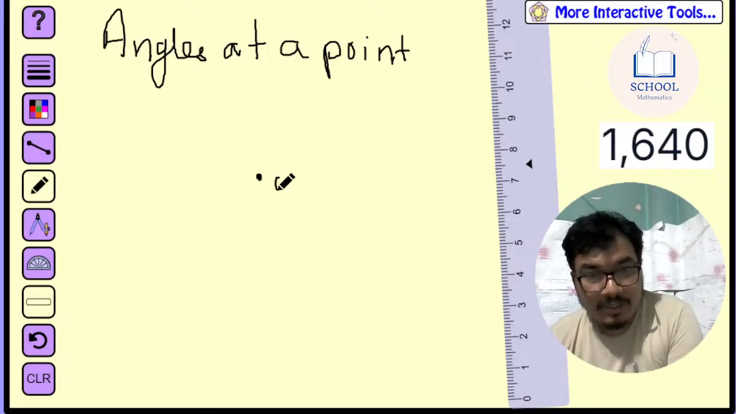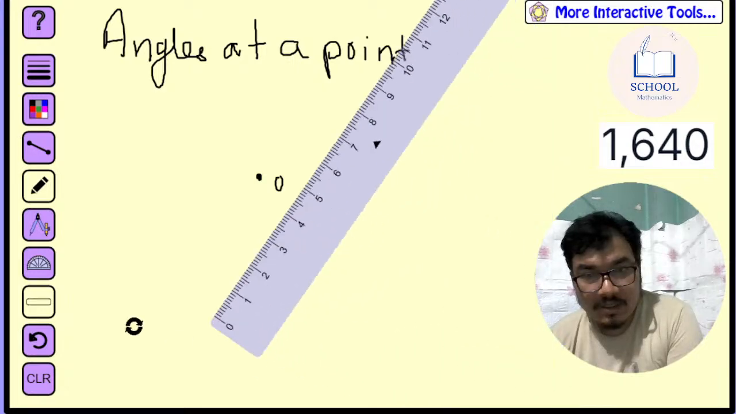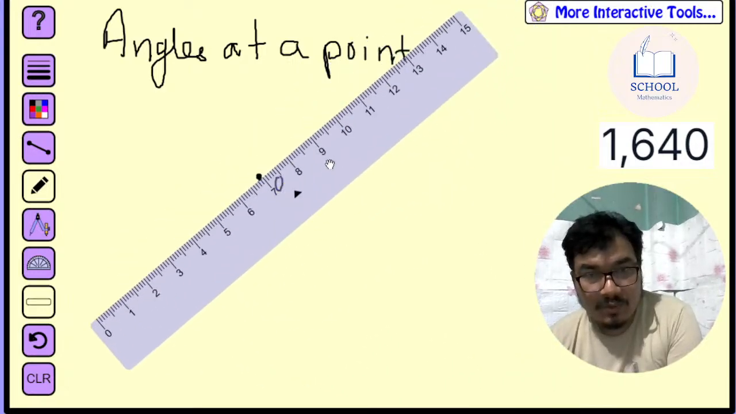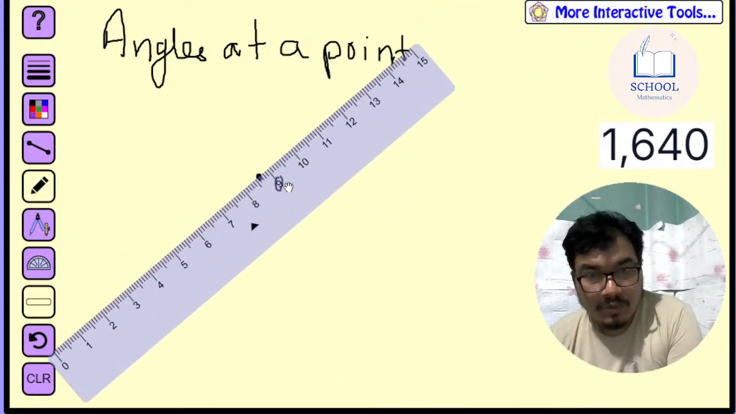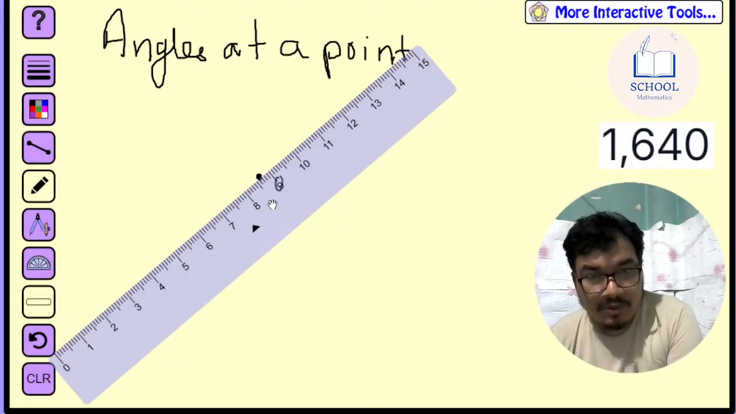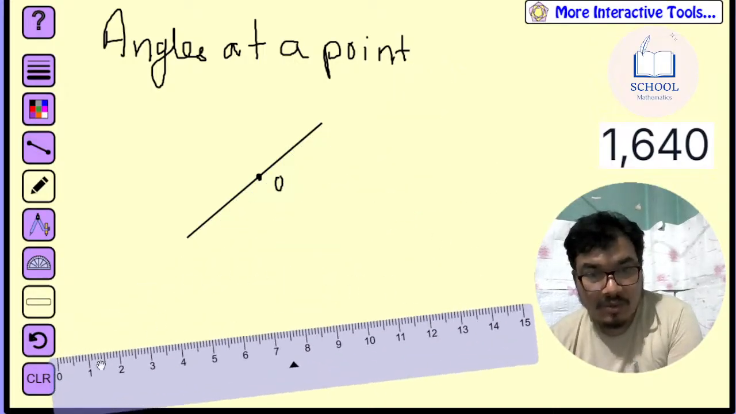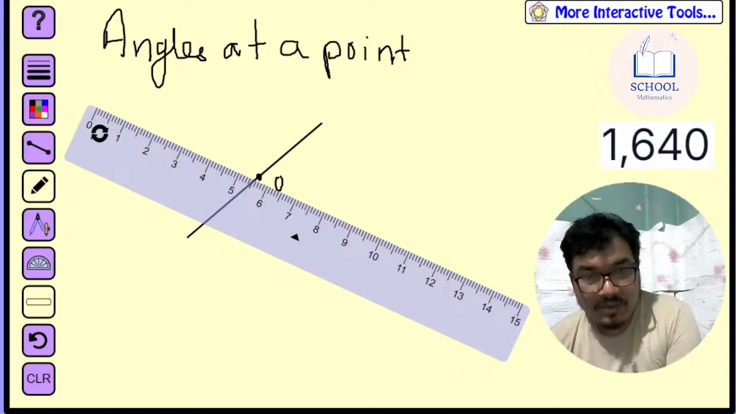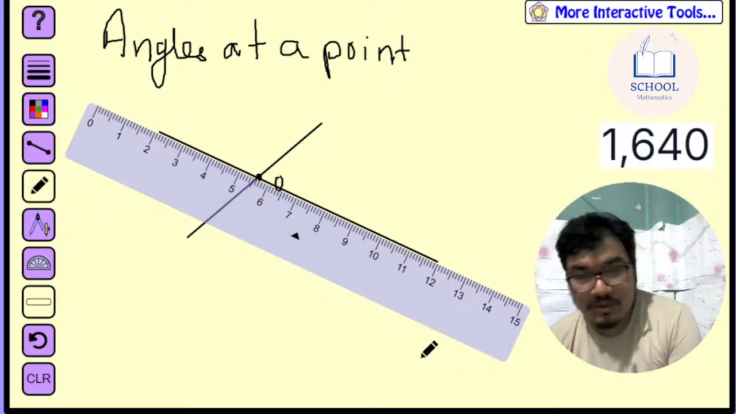This point we can name O, right? And then through this point O, let's draw a line segment, okay, which passes through this point O. One line I draw, and now I am drawing another line here also, right?